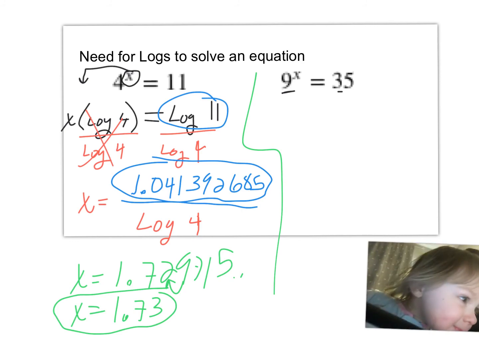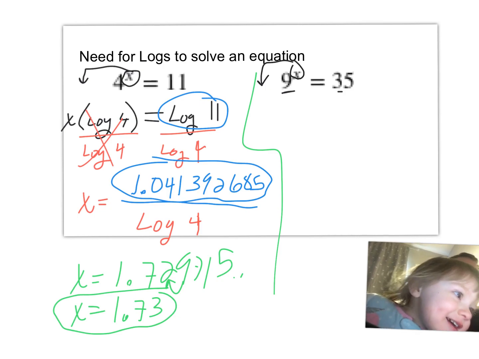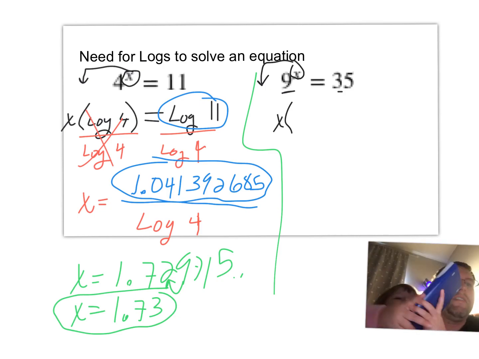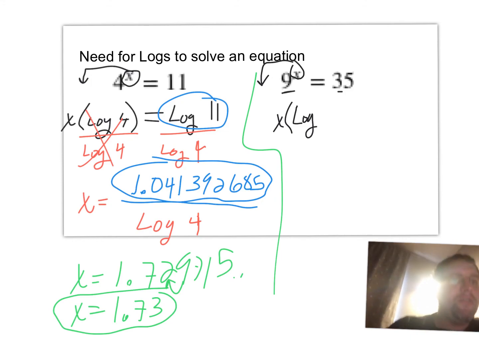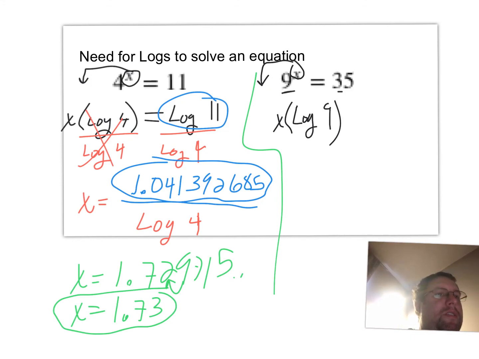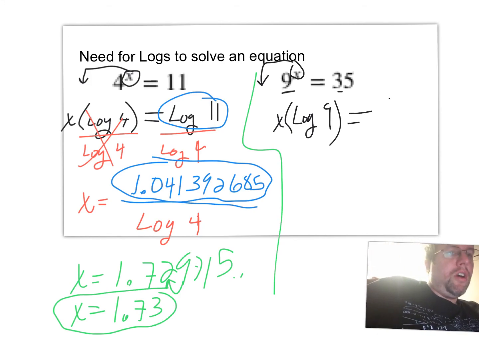Let's take the log, because again, I want to take this exponent and drag it down into the main problem here. So we're going to do x times log of 9 is equal to log of 35.